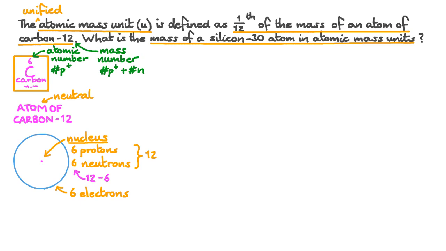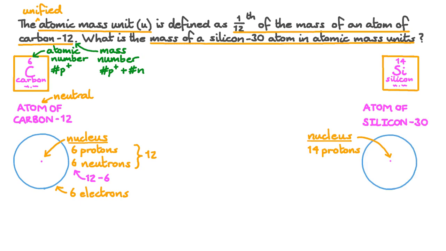in atomic mass units. Silicon is the element just below carbon in the periodic table, with an atomic number of 14. So we know in our atom of silicon-30 there must be 14 protons in the nucleus. But of course, silicon-30 is an isotope of silicon where the nuclei contain a strict number of neutrons, and the number of protons plus the number of neutrons is 30. So our atom of silicon-30 also contains 16 neutrons.